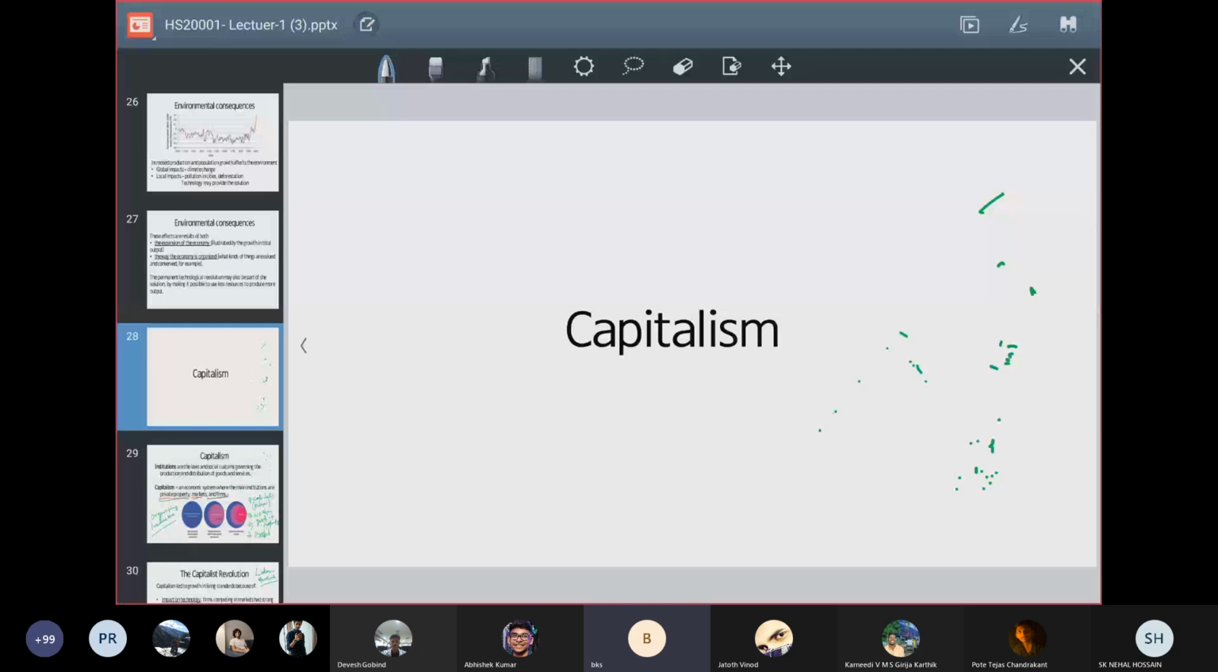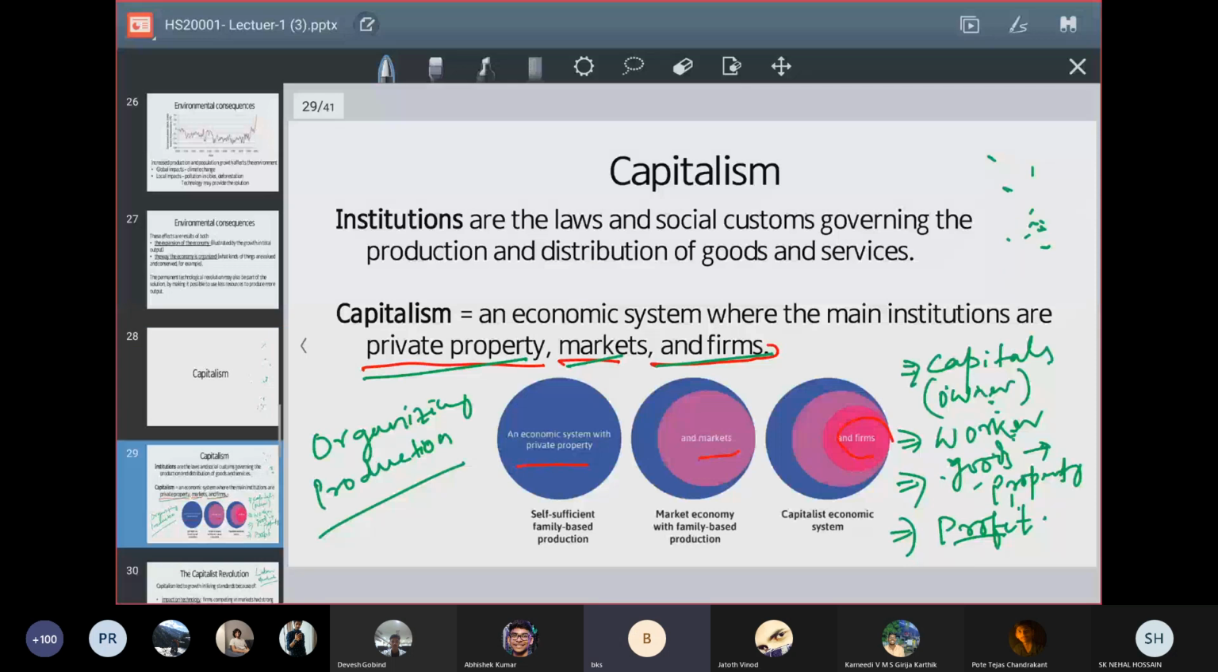So what do we understand by capitalism? Capitalism is an economic system where three institutions play vital roles. These are private property, markets, and farms. These are the three important institutions that organize the production and distribution of goods and services in the economy.